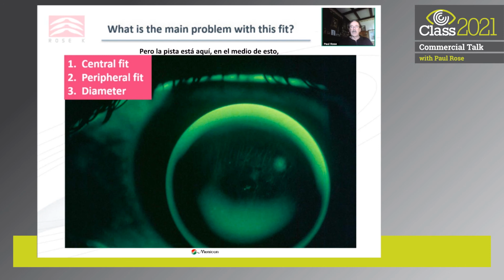But the clue is here in the middle of this. What is that staining that we can see here? So we know that this lens is in fact flat. We would need to steepen the base curve.